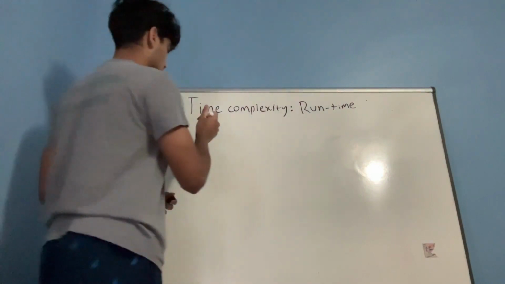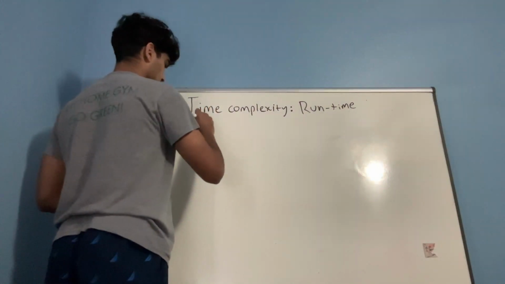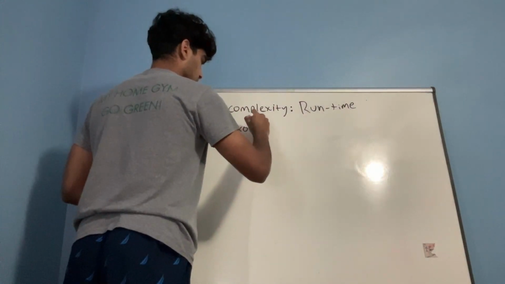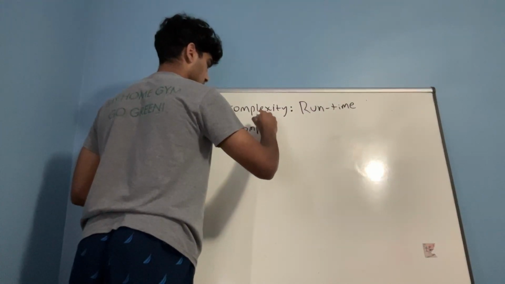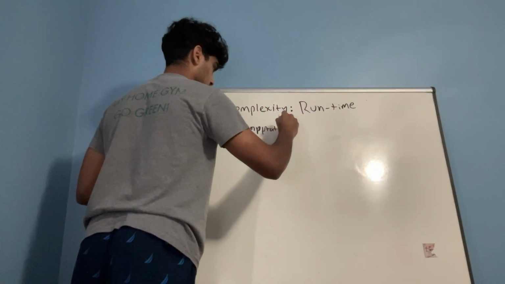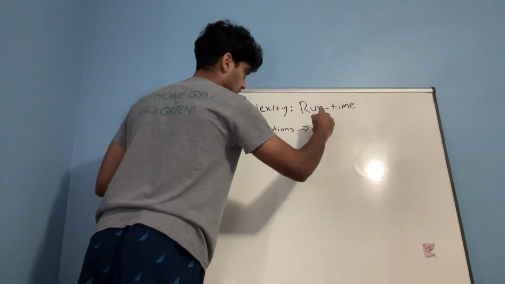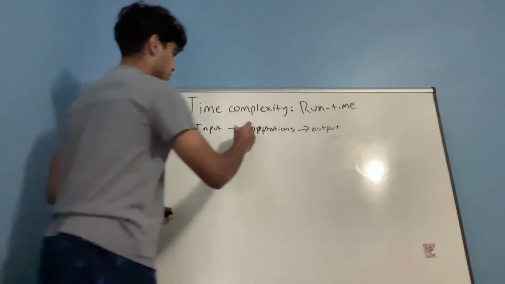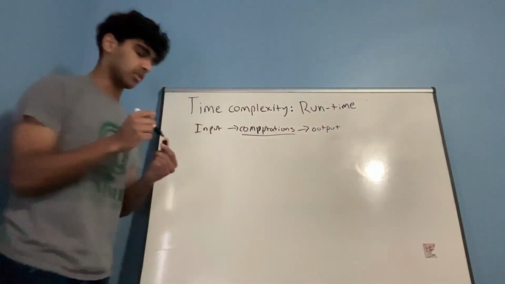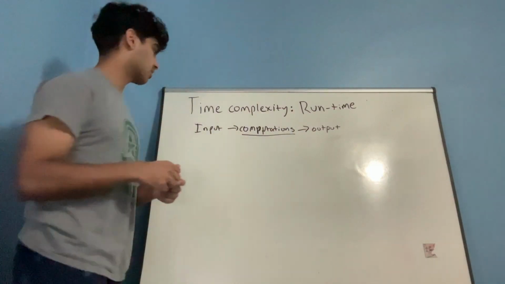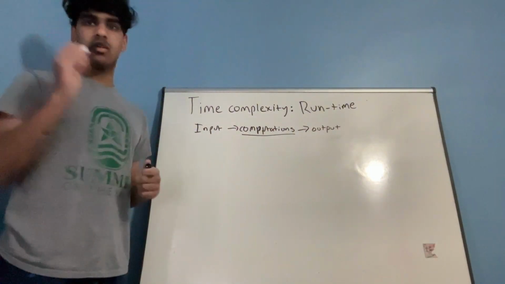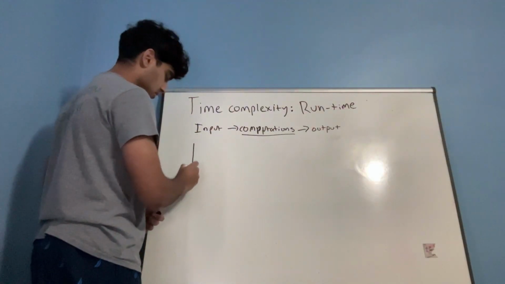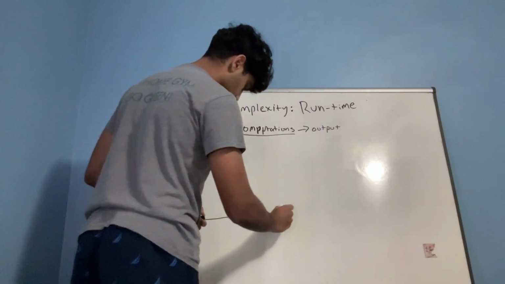So what is an algorithm? In general, an algorithm is a program that takes in the input. It does some computations, and then it returns an output. So this is the main part which we're focusing on for runtime. It's the amount of computations it'll take for us to run our algorithm. So we can use this to make a graph of our time complexity.